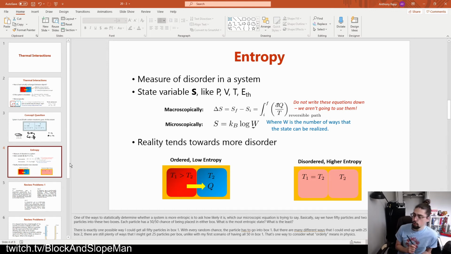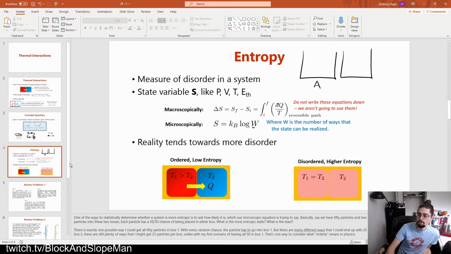But let me describe this in a little bit of a different way. Let's imagine we have two bins, bin A and bin B. And let's say I have 50 particles that I want to put in each bin, right? I want to split up and assign these particles to the two bins.